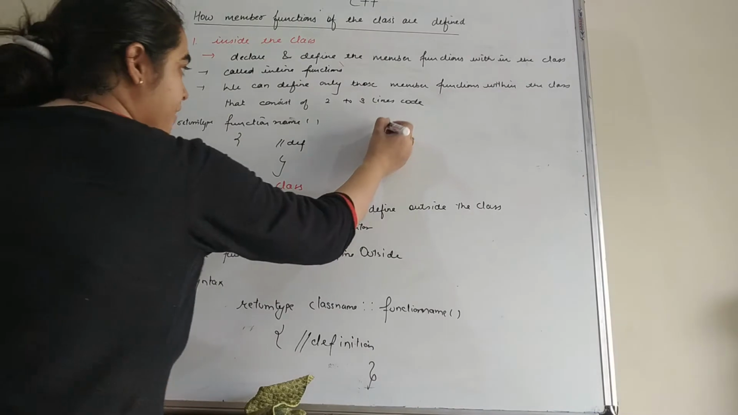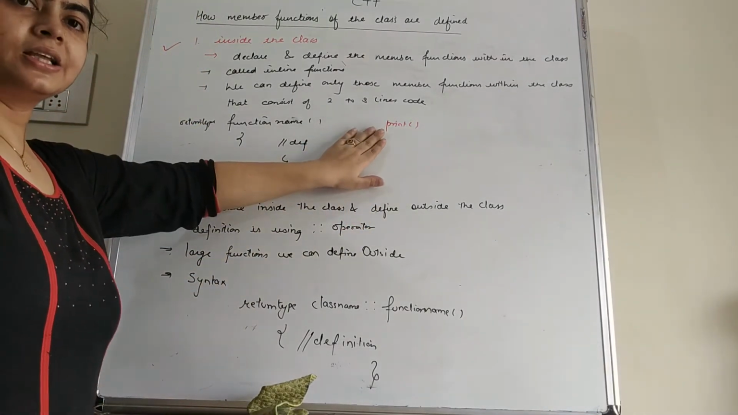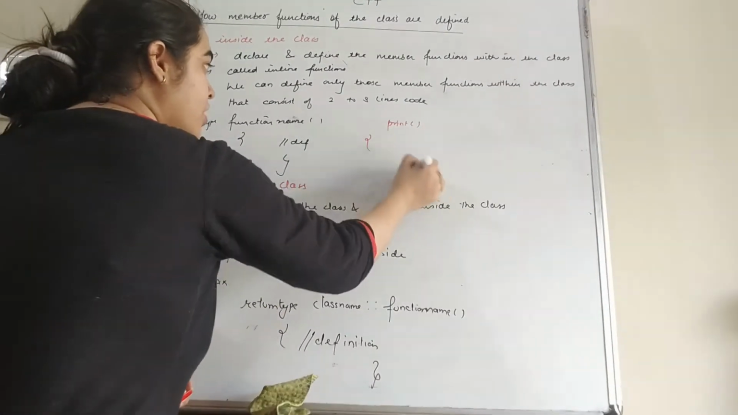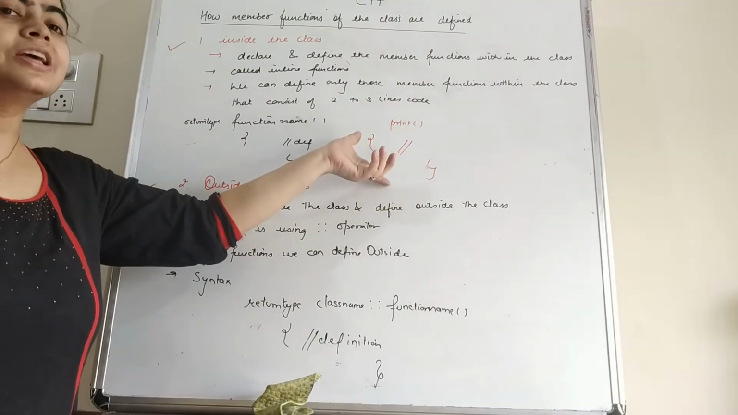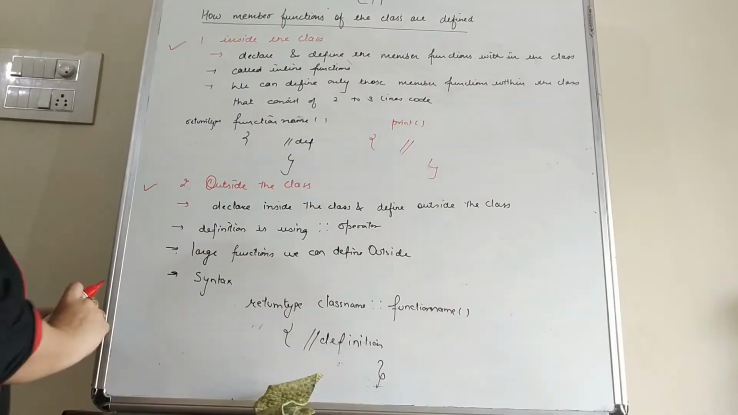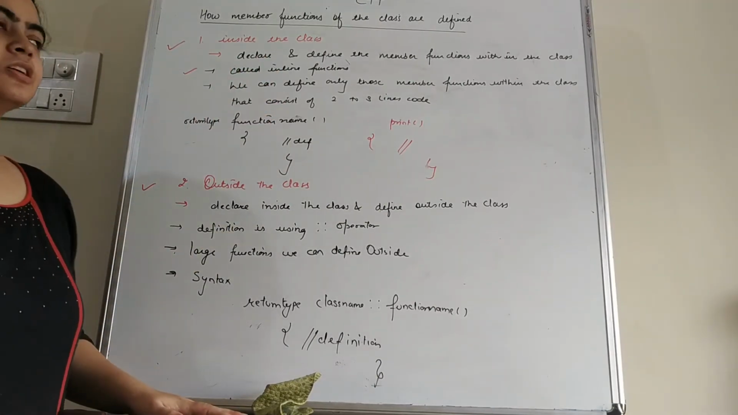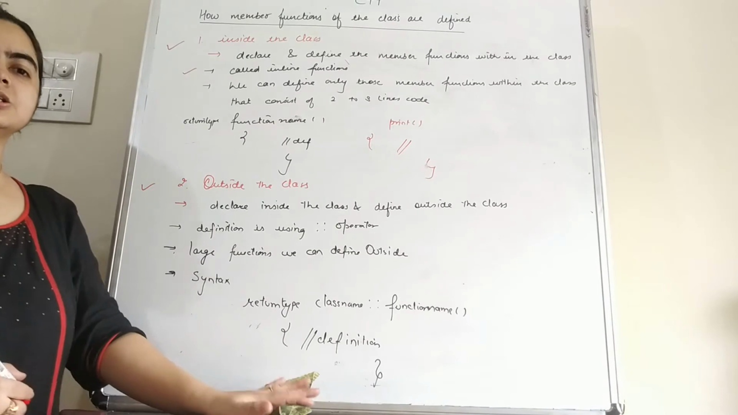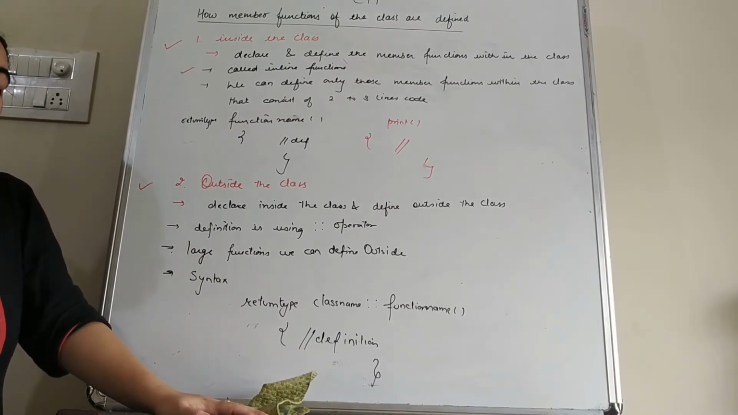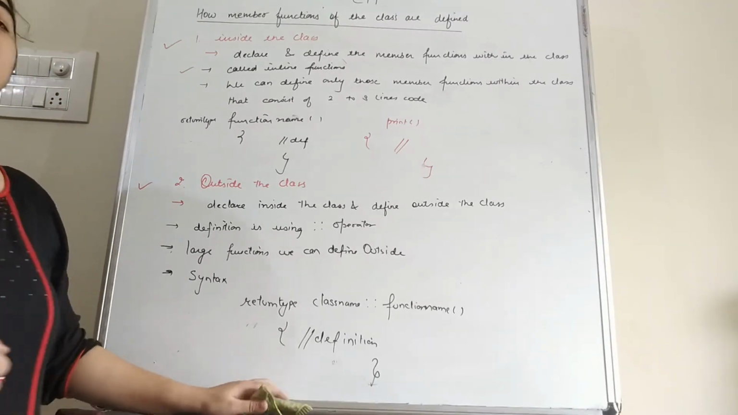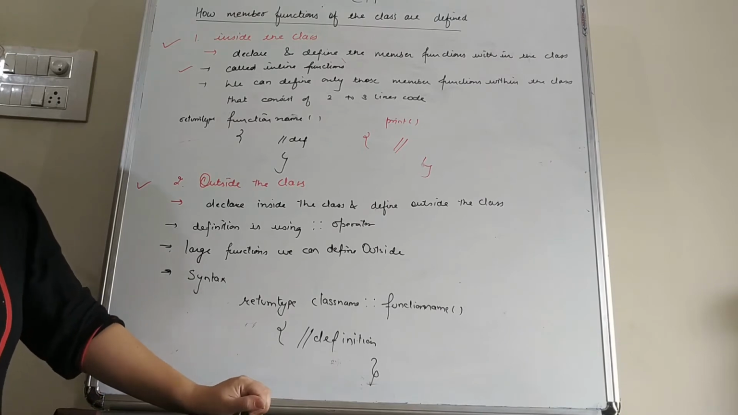For example, we have a print function. This print function we are going to declare inside the class, and we can define whatever we are going to write in the print function only inside the class. Second, inside the class, functions are also known as inline functions. Inline functions are the functions that consist of only 2 to 3 lines of code. So if any code is of 2 to 3 lines, then we can consider that code as inline.